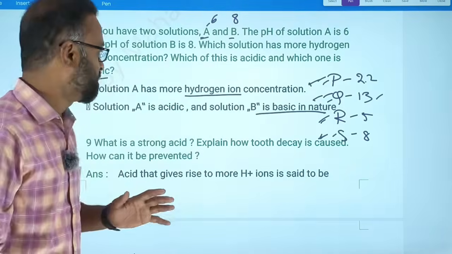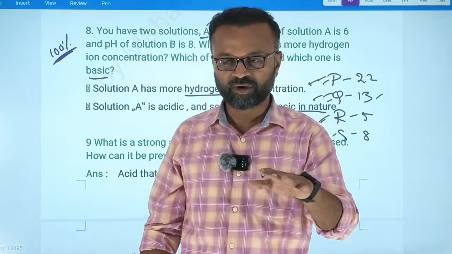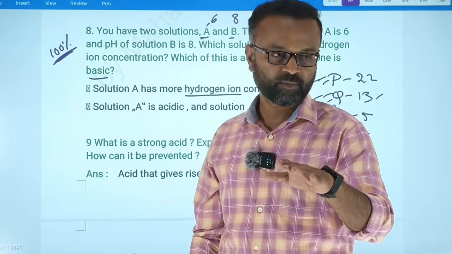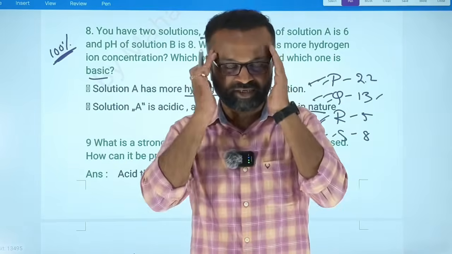Similarly, it applies for the base also. Explain how tooth decay is caused. Sometimes they ask this question in the board exam, midterm, board or series and all. Tooth decay, see what exactly happened, try to understand the concept.